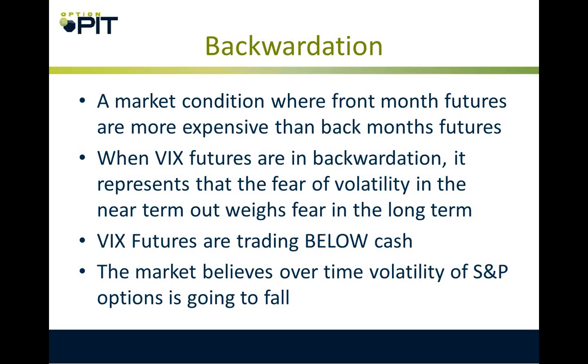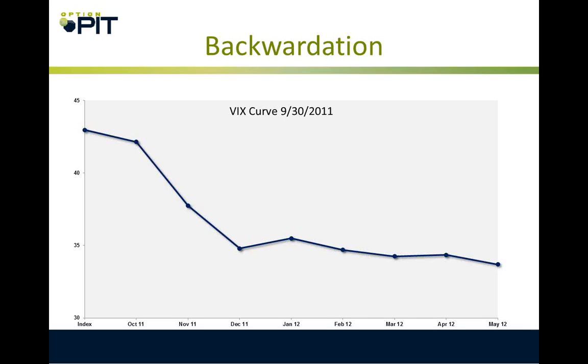Backwardation is a market condition where front month futures are more expensive than back month futures. When VIX futures are in backwardation, it represents that the fear of volatility in the near term outweighs fear in the long term. VIX futures are trading below the cash. And that means the market believes that over time volatility in S&P 500 options is going to fall. This is the curve on 9/30/2011, a couple years old.